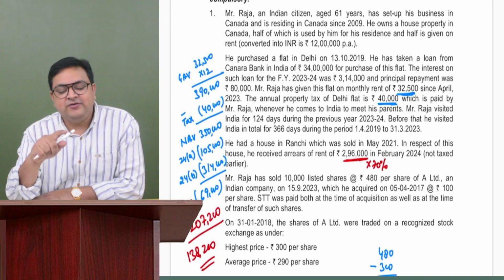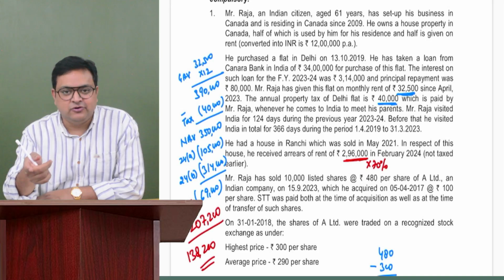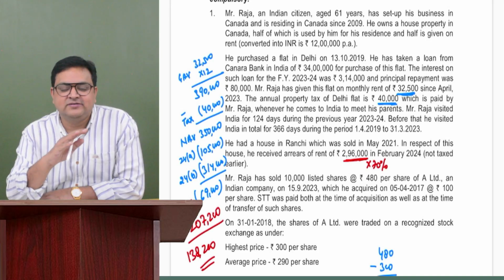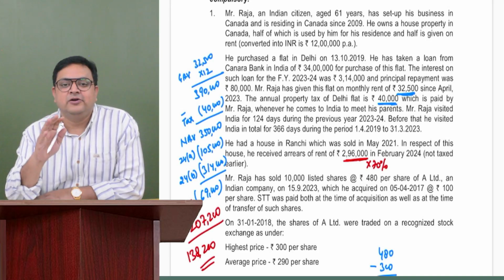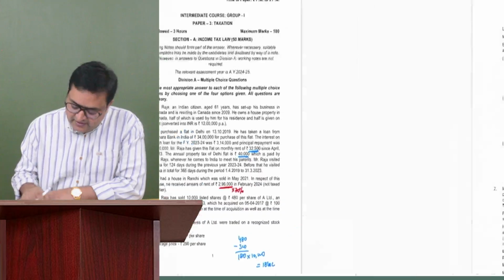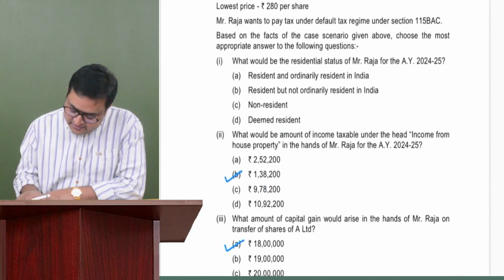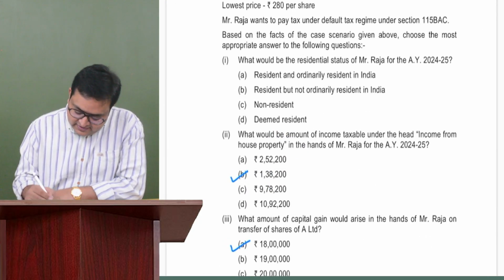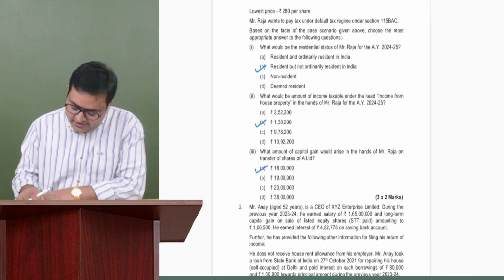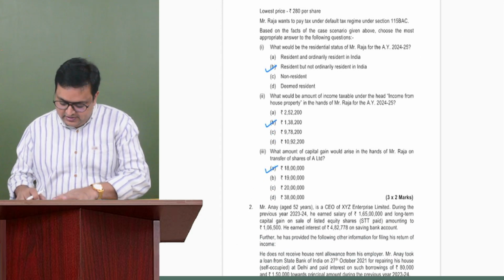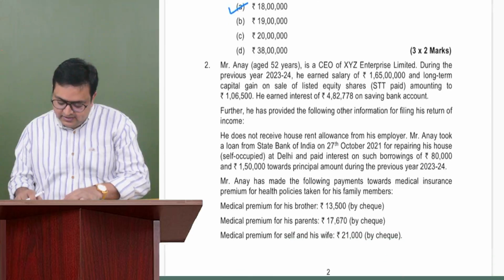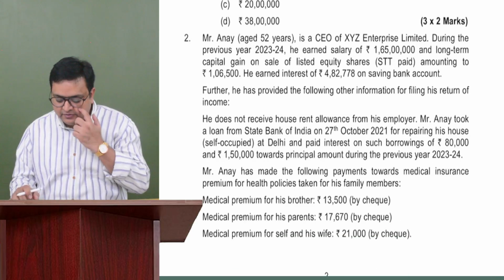Also, if he satisfies the 182 days condition, then ordinary, otherwise not ordinary. So he is not satisfying the 182 days condition, so this person would be a not ordinary resident. Resident but not ordinary resident, the answer would be B. Got it? Good. Case scenario. Let us come to the next scenario.